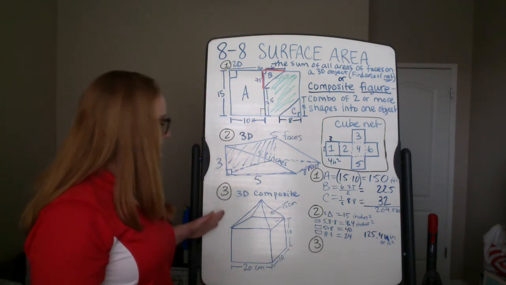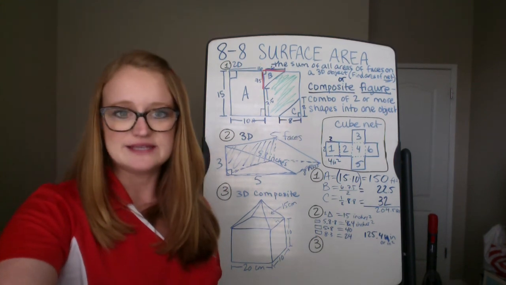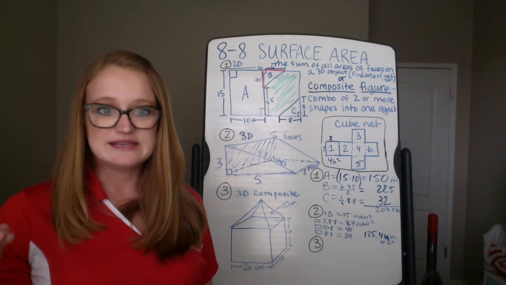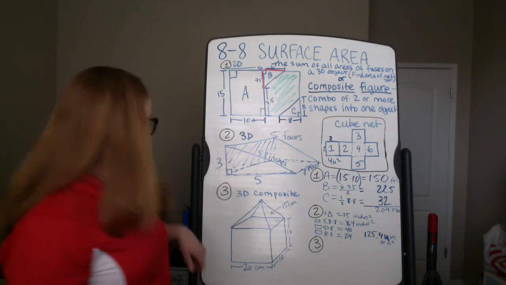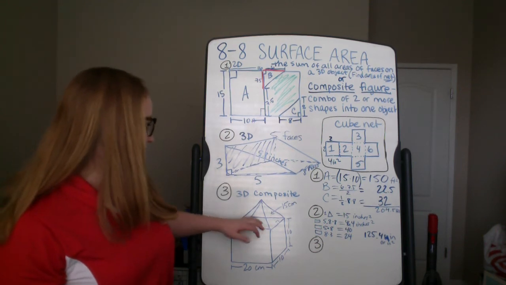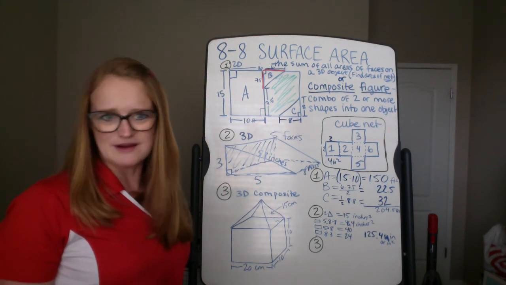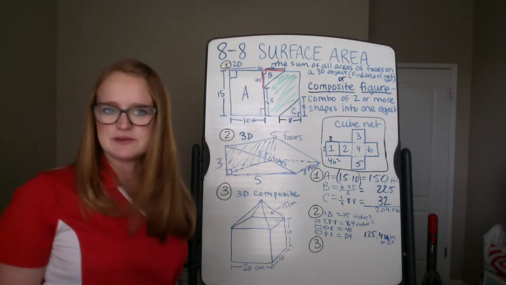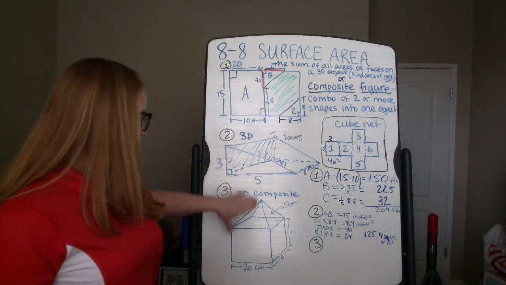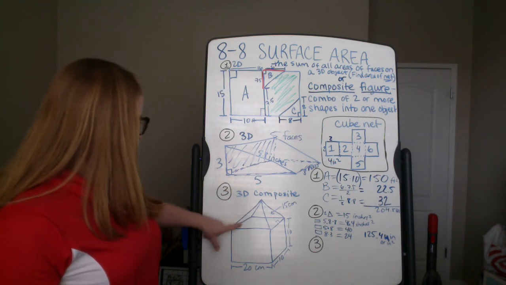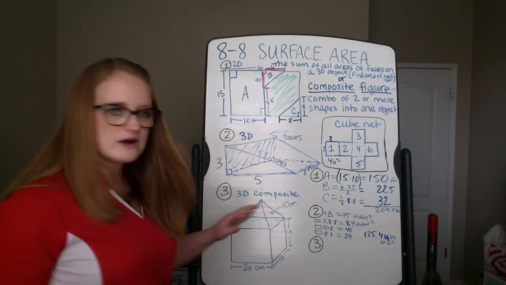Now, last example is a 3D composite figure, meaning now we have a 3D shape, but it's two shapes that we know put together. So as you can see for this one, we have a rectangular pyramid that's sitting on top of a rectangular prism, or a box. It looks kind of like a house shape, right? Well, if we calculate the surface area of these shapes, we just need to think about what are all the outside shapes.